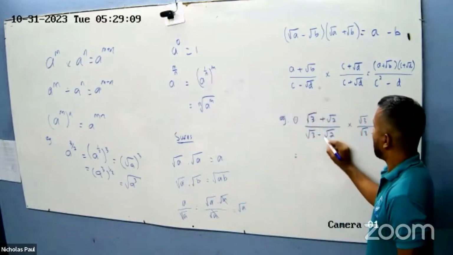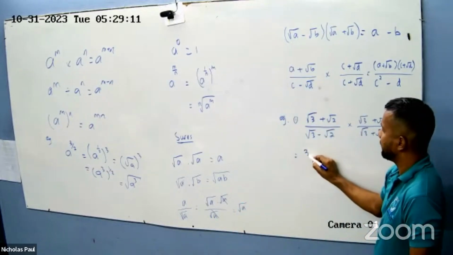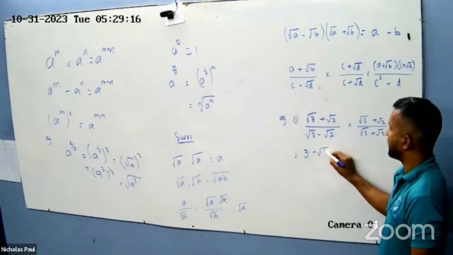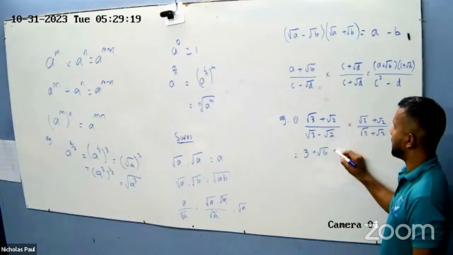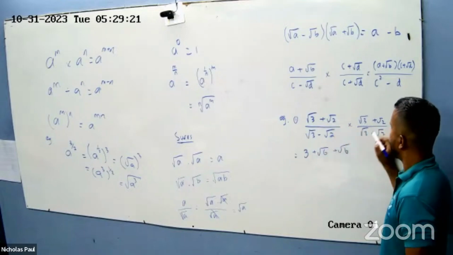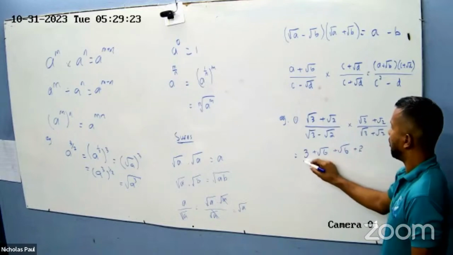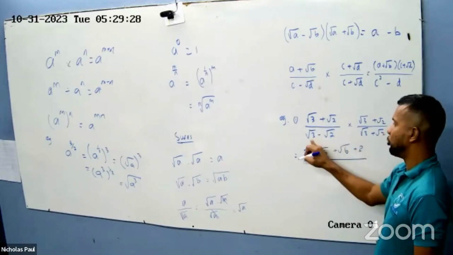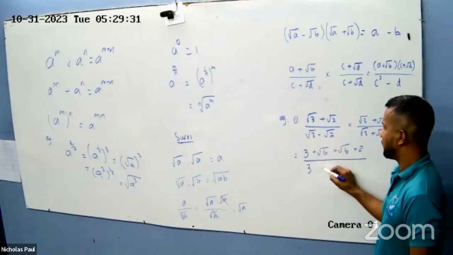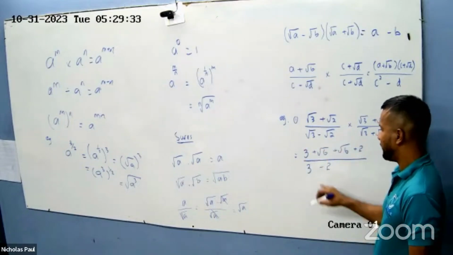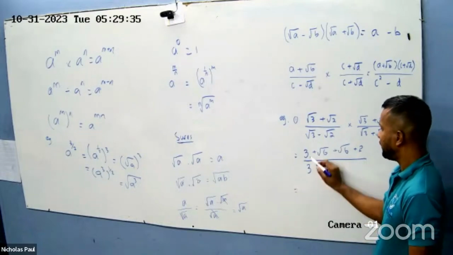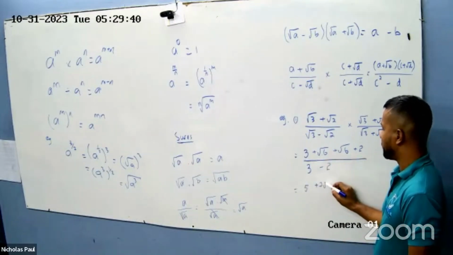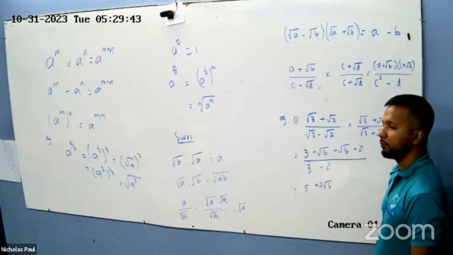So you're multiplying root 3 by root 3, that's 3. Root 3 by root 2, that's positive root 6. Root 2 by root 3, that's positive root 6 again. Root 2 by root 2, that's 2. All over, there's no need to multiply it out, there's a conjugate. So it's root 3 squared, which is 3, minus root 2 squared, which is 2. So that's over 1. 3 plus 2 is 5, plus root 6 plus root 6, that's 2 root 6. 3 minus 2 is 1.